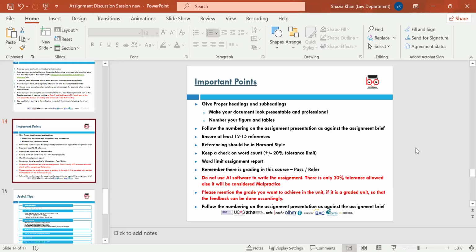Also remember, there's a grading, a pass or a fail for this unit and AI, and make sure that your work is presentable. Make sure that the work you submit is presentable and academically sufficient for the marker to mark, and don't use bullet points as well.